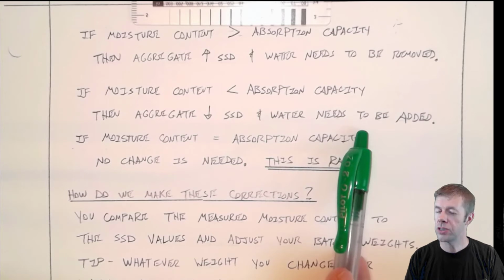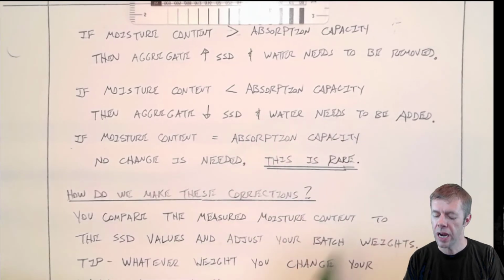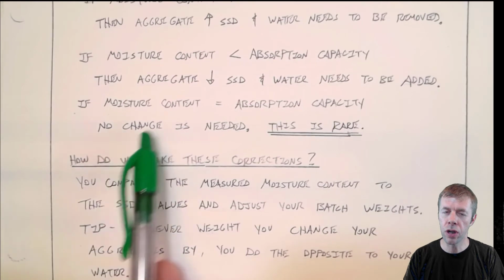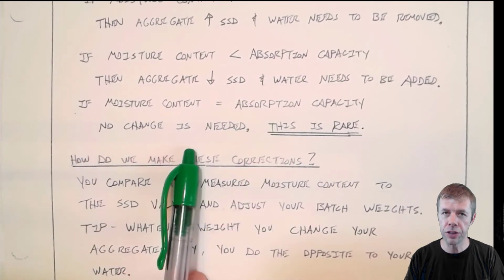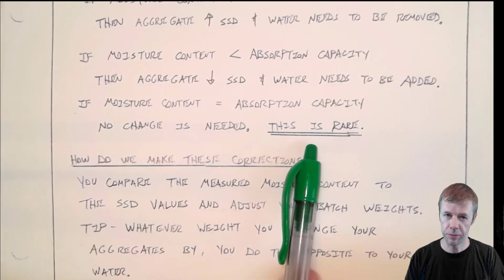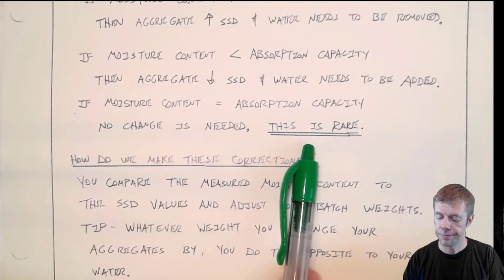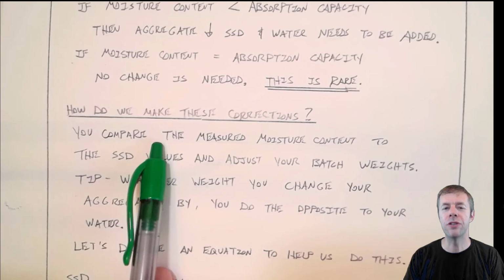Now, there's nothing again wrong with having an aggregate that's above or below SSD. It doesn't matter. We can correct for this. It's okay. We got this. And if it so happens that the moisture content is equal to the absorption capacity, then no change is needed at all, and this is extremely rare. But it happens sometimes. So how do we make these corrections?